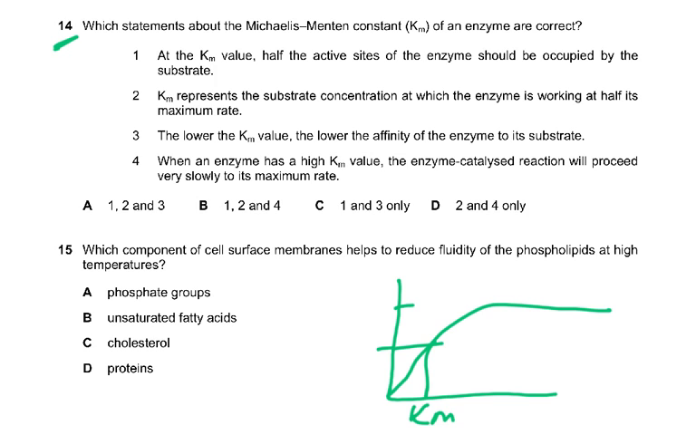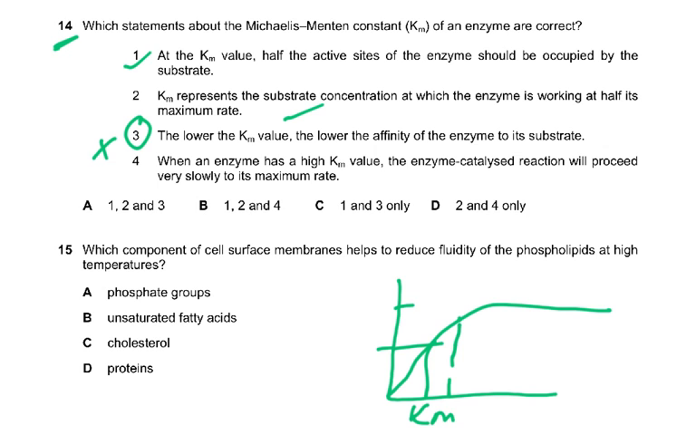So at the Km value, half the active sites of the enzyme should be occupied by the substrate because substrate is limiting. You increase the substrate, more the rate of reaction. So 1 is correct. 2, Km represents the substrate concentration at which the enzyme is working at half the maximum rate. Yes, that is correct as well. The lower the Km, the lower the affinity. This is wrong. It is the lower the Km, higher the affinity. It's a sort of inverse.